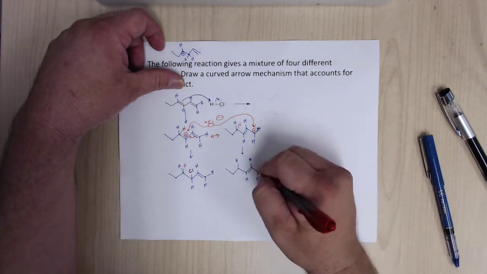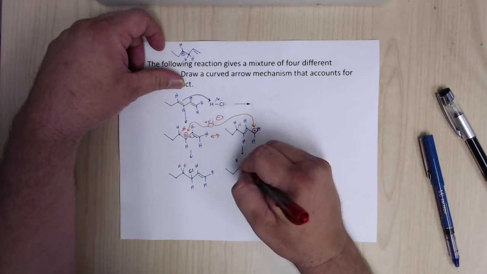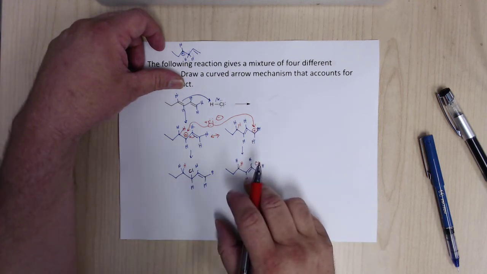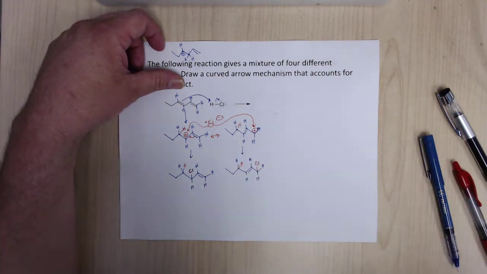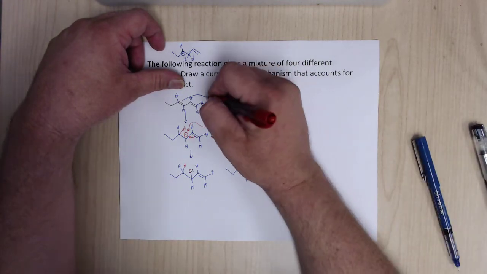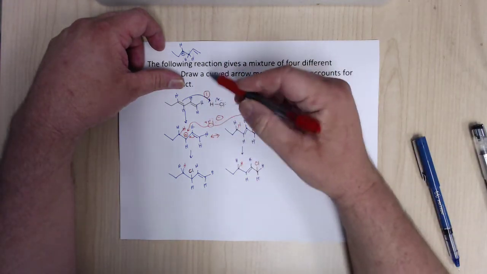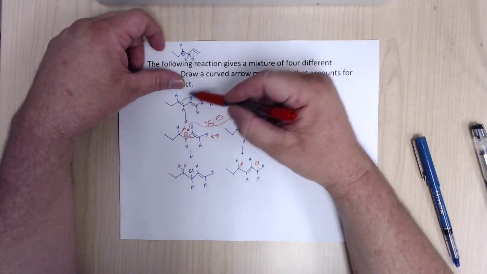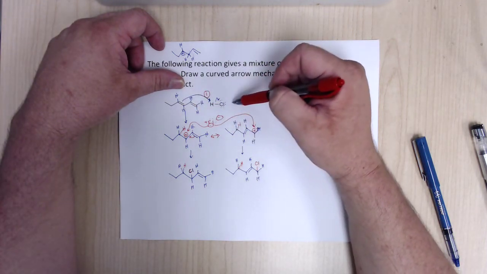Right, so the chlorine's going to be here, and the H is going to be there. Okay, so here are two of your structures. Now for the other side. Right, first step is we're going to have the double bond attack the H, kick off the chlorine.